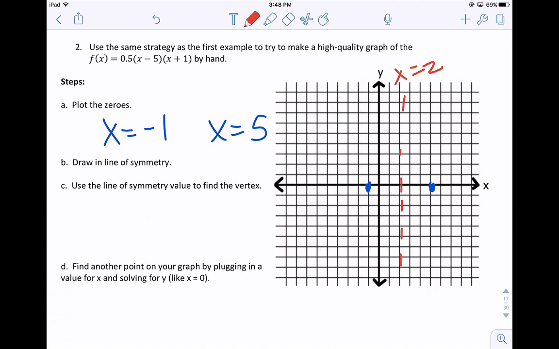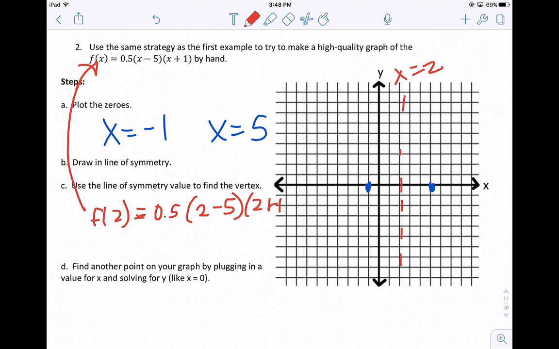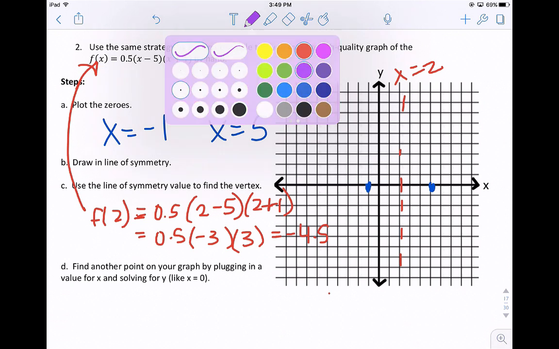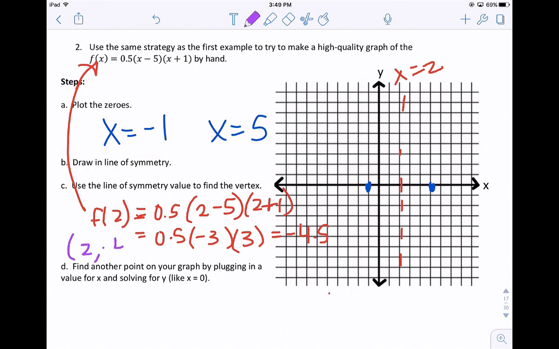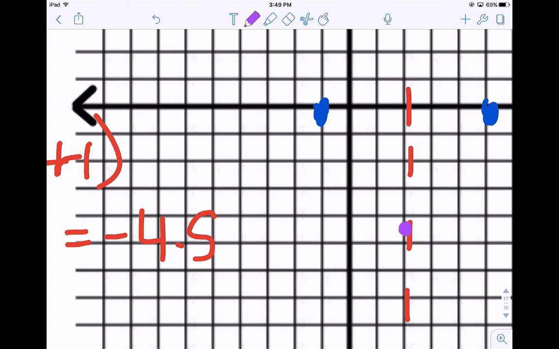Use that to find the vertex, so we're going to plug in to our function right here. F of 2 equals 0.5 times 2 minus 5 times 2 plus 1, and we get 0.5 times negative 3 times 3, which would be negative 4.5. And so the vertex will be at 2, negative 4.5. So let's graph that. All right, so there it is, our vertex.